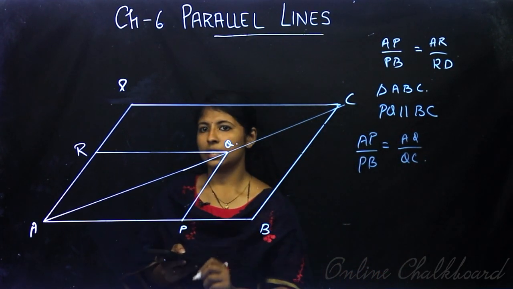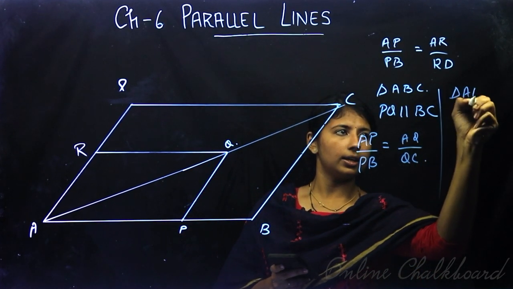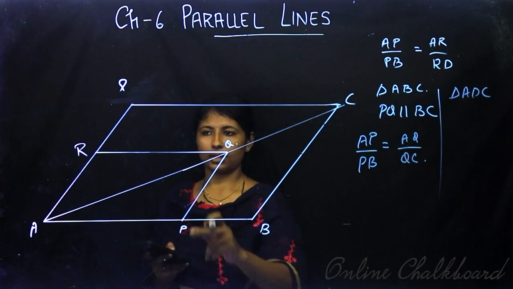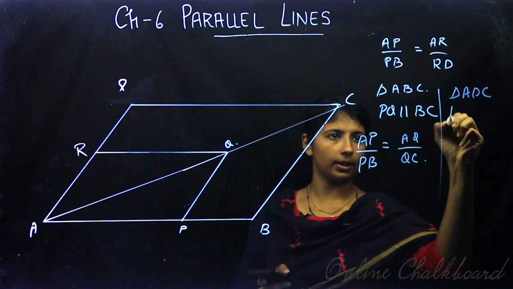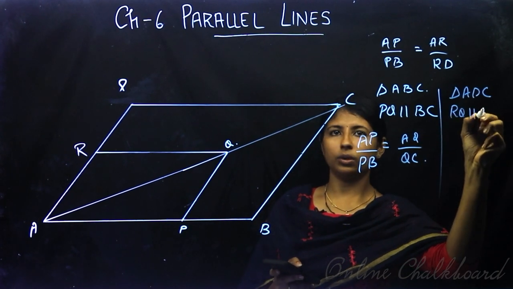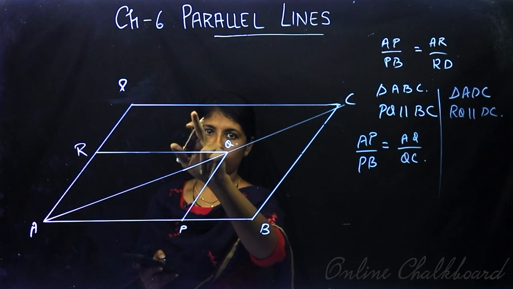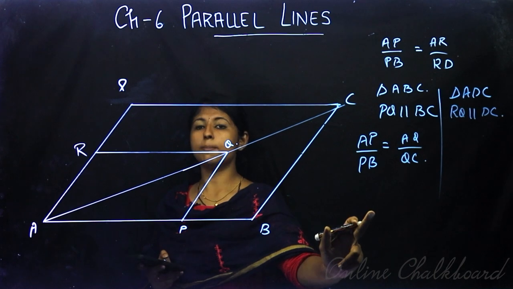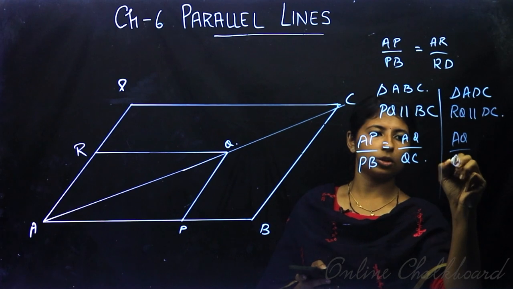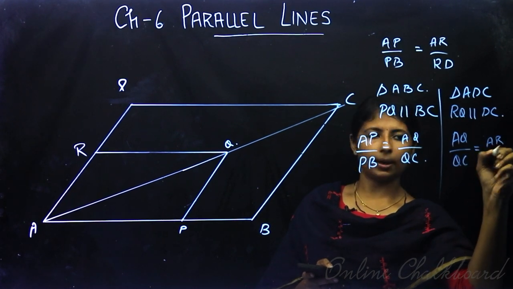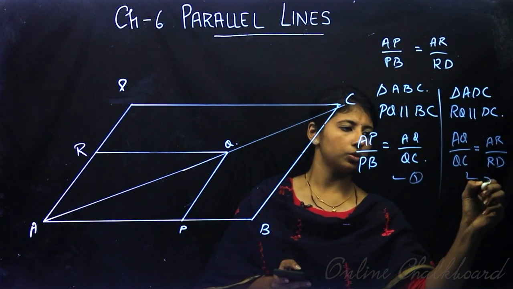Next, consider triangle ADC. We have RQ parallel to AB, and AB is parallel to DC in a parallelogram. Now, we can say RQ is parallel to DC. In this triangle, the line is parallel, so we will use the same property. This ratio is the same. That is AQ by QC is equal to AR by RD. Now, we will call these equation 1 and equation 2.